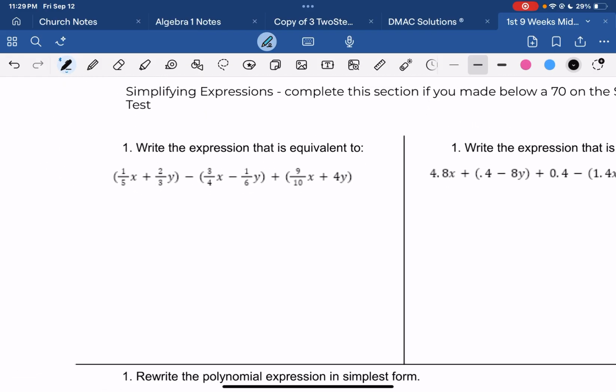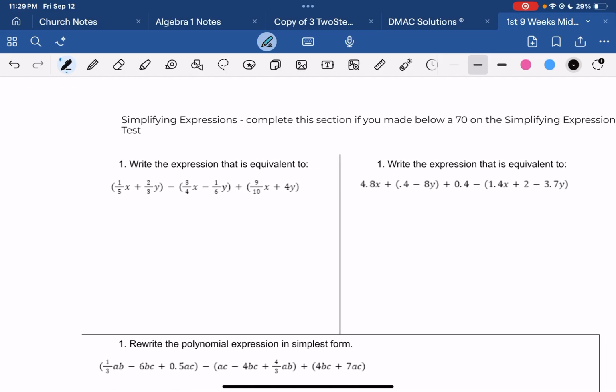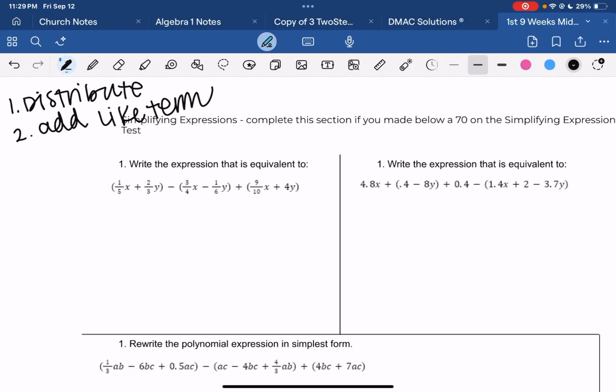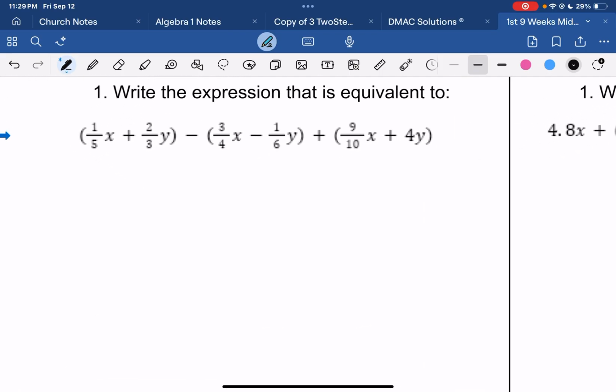All right. So when you are simplifying expressions, it means you have no equal sign. So there's only two steps you can follow. I can distribute and I can add like terms. So when I see this, I have no equal sign. So all I can do is distribute and combine.